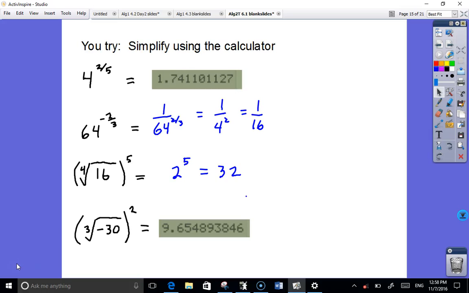Why isn't it negative? Well, how did you put that in your calculator? Did you put it in like this? Negative 30 to the 2/3? No, I put it in as 3 and then square root negative 30 squared. Say it again. 3, like, square, the math button.